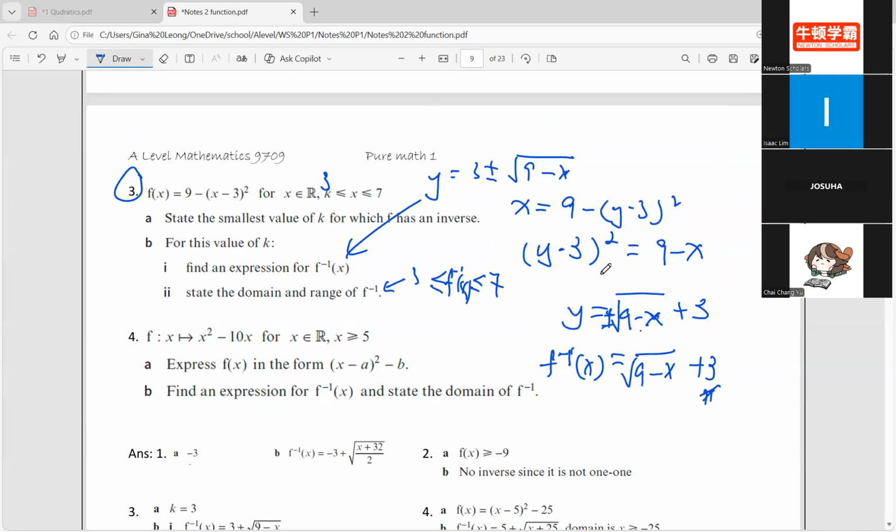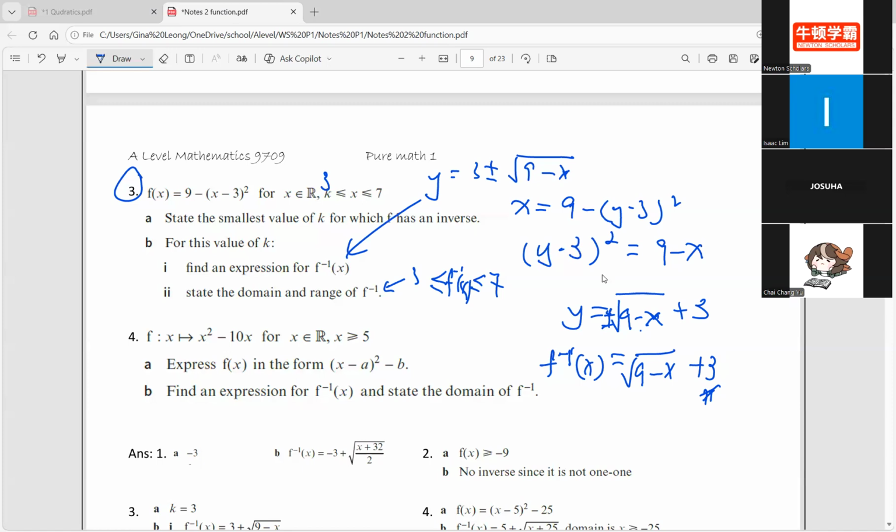A level is a bit different from secondary. It's more detailed. That means in secondary, we can accept when you put plus minus or you never put, also we can consider correct. But when you go further, they will go for more detail. That means we need to determine which one is the correct one. You cannot give two because we know that inverse function is 1 to 1, so we only can have one function.